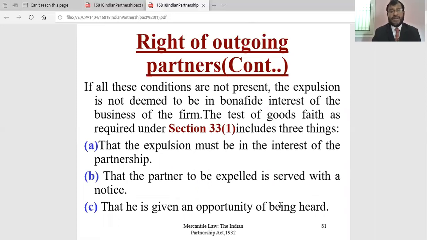If all these conditions are not present, expulsion is not deemed to be in the bona fide interest of the business. The test of good faith as required under Section 33, subclause 1 includes, one, that the expulsion must be in the interest of the partnership firm. Second, the partner to be expelled is given notice and an opportunity that his side has to be heard. Natural justice has to be followed.